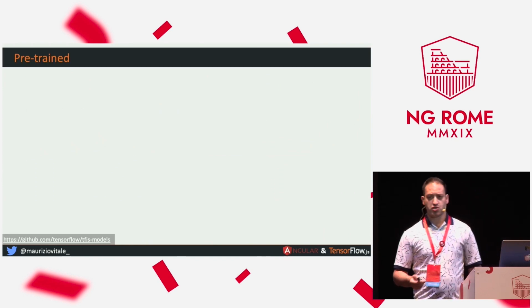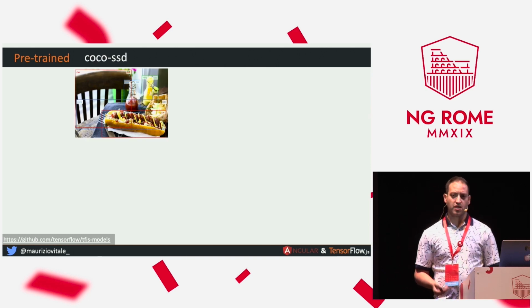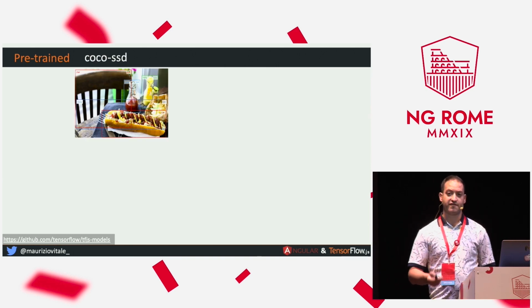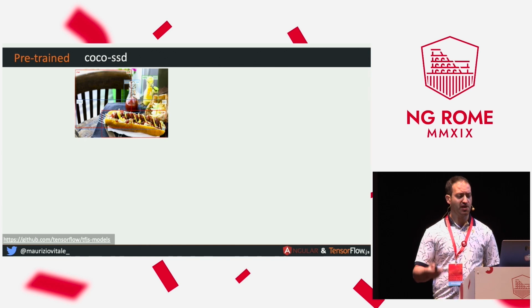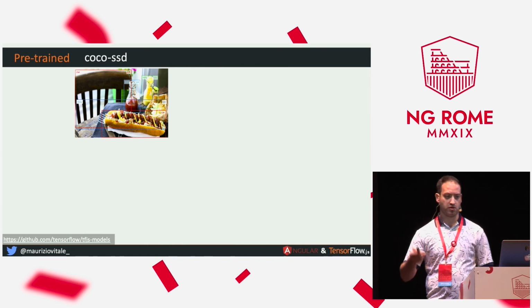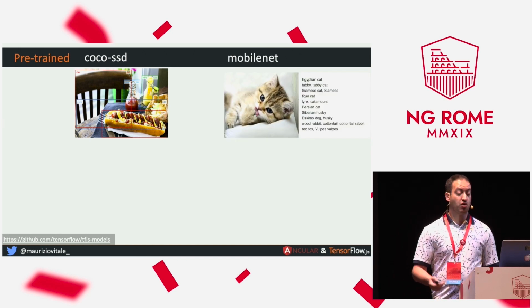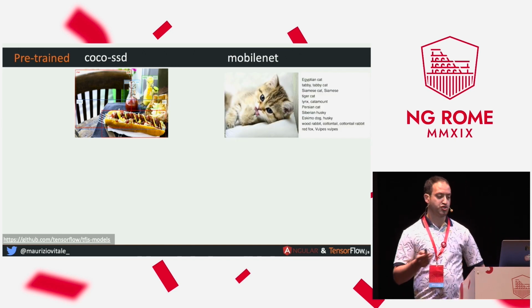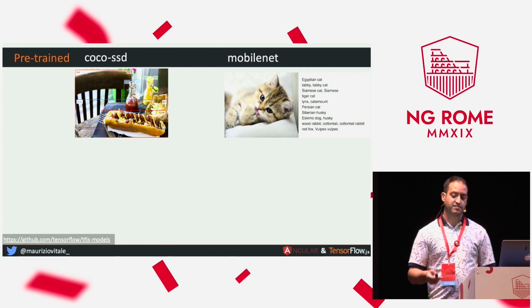I already mentioned one pre-trained model that is called Coco SSD, which is able to detect 90 different classes. But there are other models available out there. Let me show you a couple of examples. There is MobileNet, which is optimized for the mobile. This means that the model has fewer parameters, so then the predict phase will take less time.